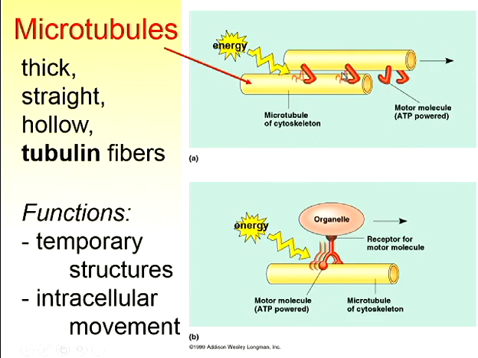Another way in which these motor proteins can make things move is this way you see here on the top. Two microtubules can actually slide along one another when these motor proteins that are attached to one of the microtubules walk along the other microtubule.